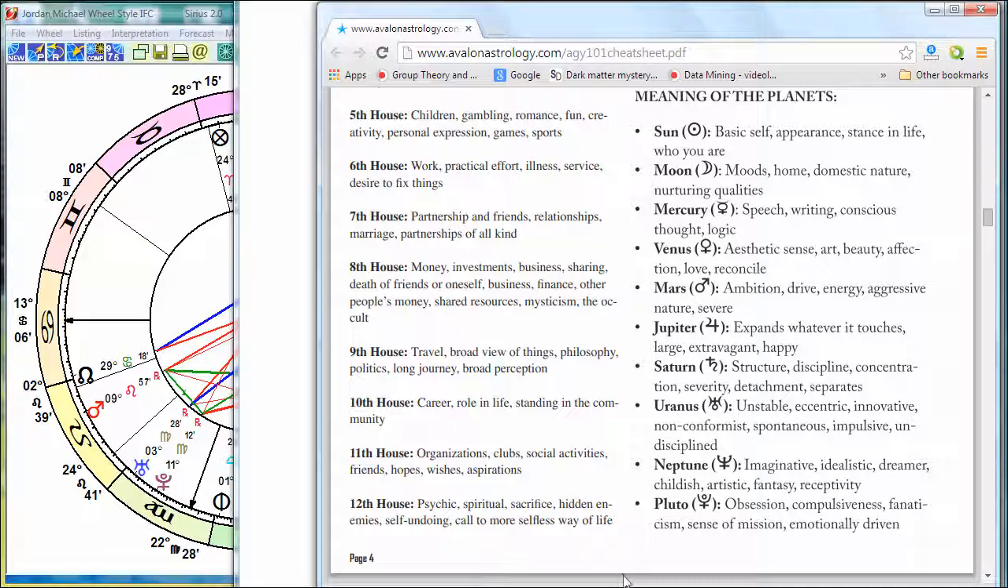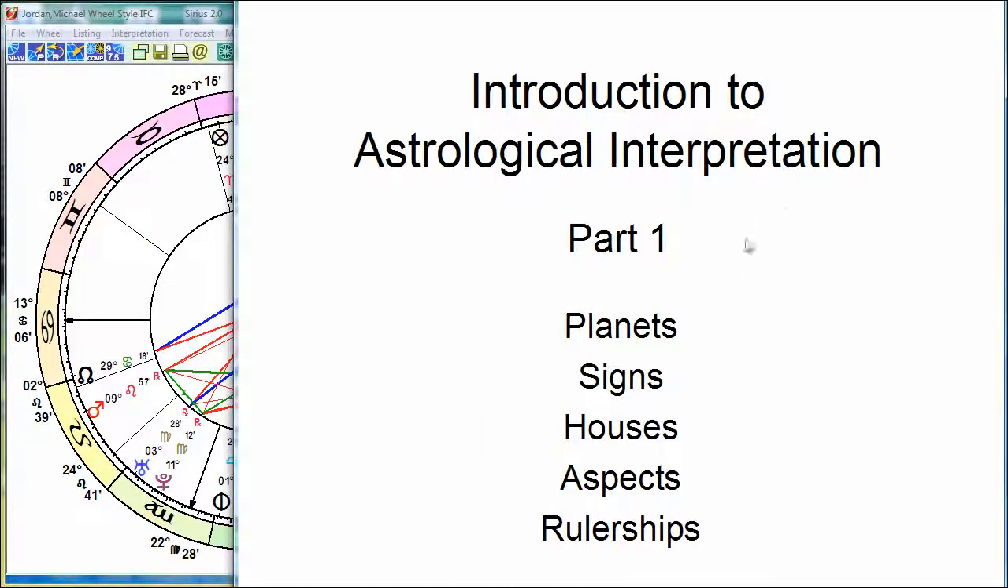Okay, now going back to the PowerPoint. You now know what the planets are. You now know what the chart wheel is. You now know how to see what house and what sign a planet is in. You can refer to that table at that website and try to connect the ideas. In the next video, I'm going to show you some free software you can run that will help you with this interpretation. In this first video, I'm just going to explain what the language is.